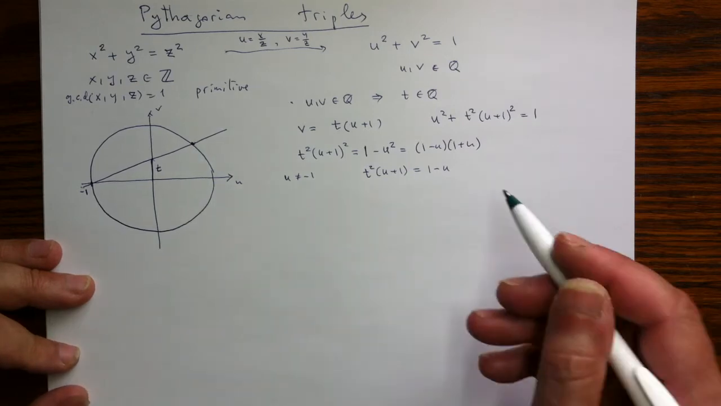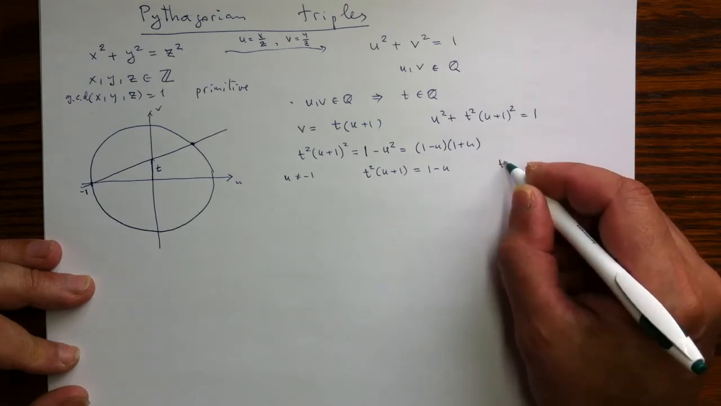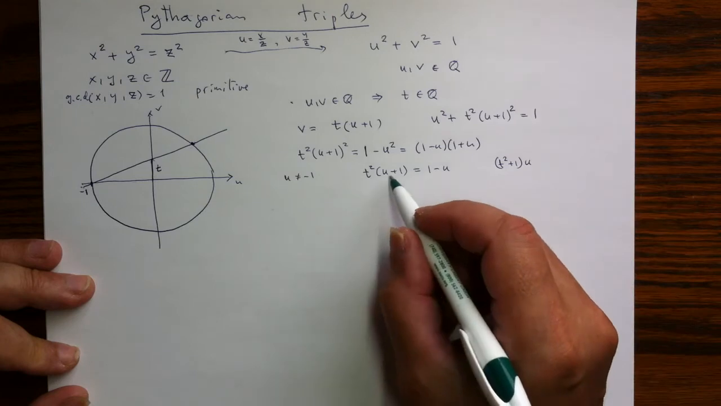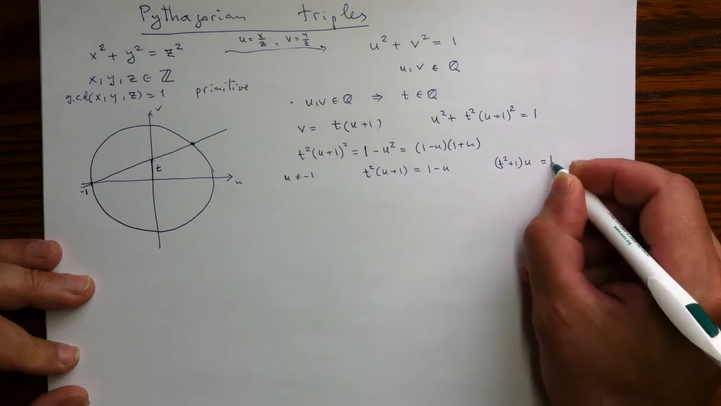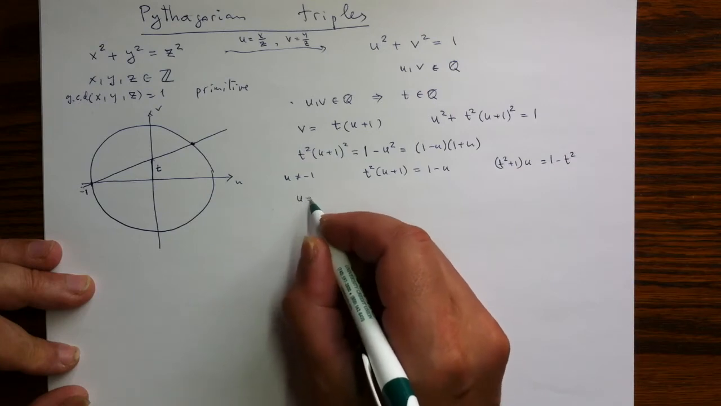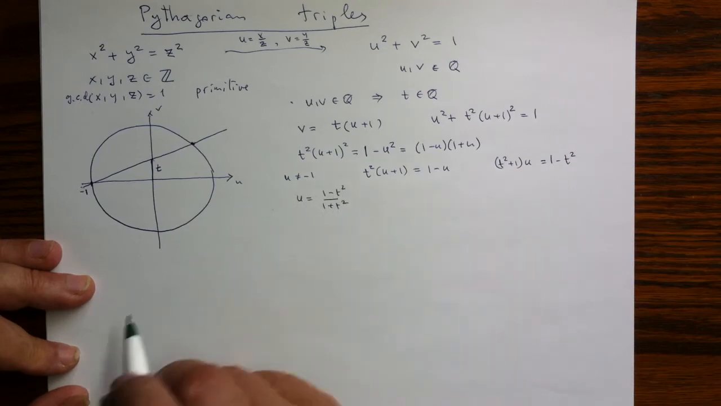So collecting the u coefficients, we will have t squared plus 1 times u, and then t squared we can put on the other side, so it will be 1 minus t squared. So that gives us u equals 1 minus t squared over 1 plus t squared.